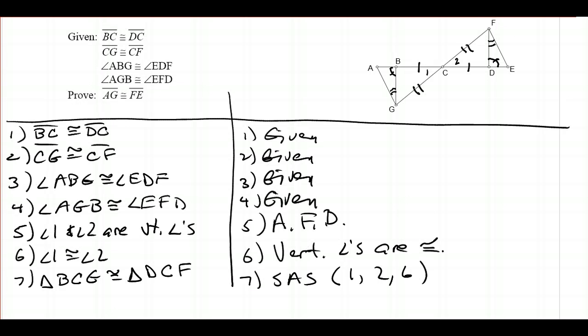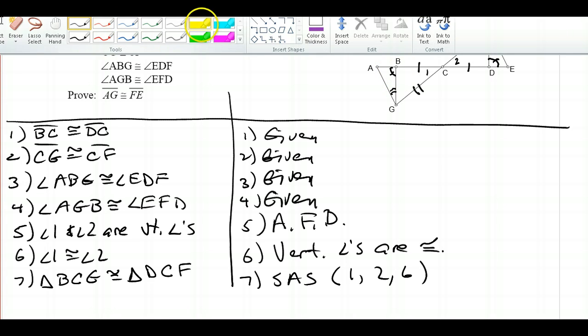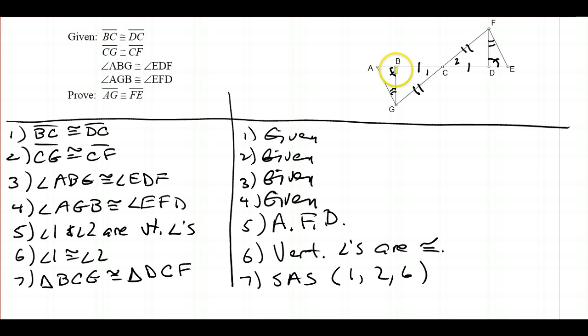So now that I have those 2 triangles congruent, I can see that BG and FD are going to be congruent because they're corresponding parts, and then I can see after that that I'll have enough to prove the little triangles on the outside congruent by angle, side, angle. So let's go ahead and do that.